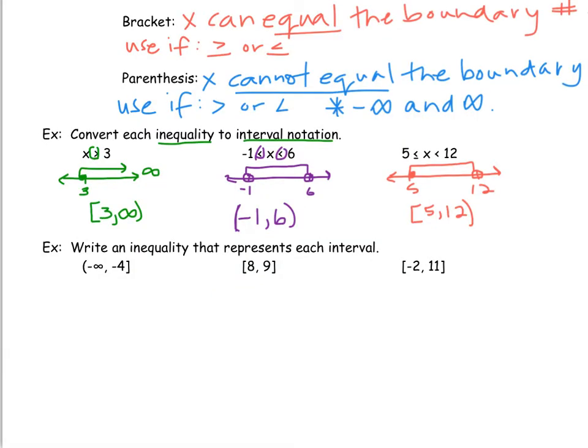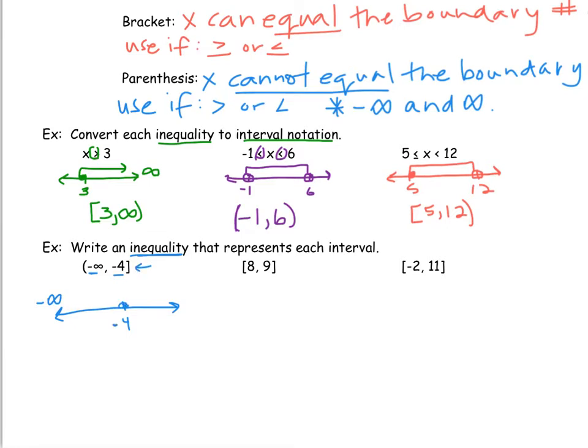Now let's work backwards. I've given you an interval notation answer. You write the inequality. Our first example now includes an infinity. Notice it says negative infinity on the left and then negative 4 on the right. For your number line then, infinity isn't a boundary value. It means that arrow is going to go on forever to the left. On the right-hand side, negative 4 would be the actual boundary. And because it has a bracket, we know it equals negative 4.